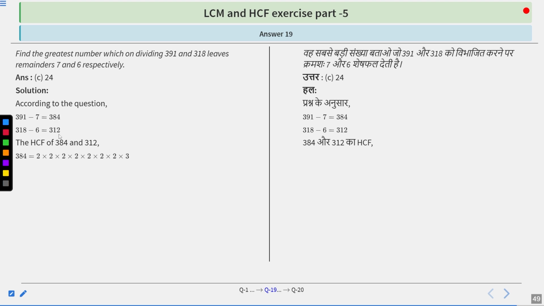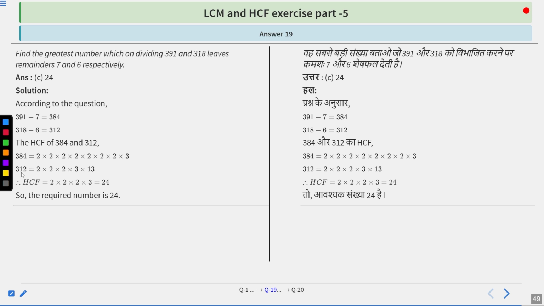So the numbers are 384 and 312. So HCF of 384 and 312. We can do the factors of 384, that are 2 into 2 into 2 into 2 into 2 into 2 into 2 into 3. And similarly, the factors of 312 are 2 into 2 into 2 into 3 into 13. So the HCF is 2 into 2 into 2 into 3, that is 24. That means 24 can divide 384 and 312. So the required number is 24. Option number C is the correct answer.